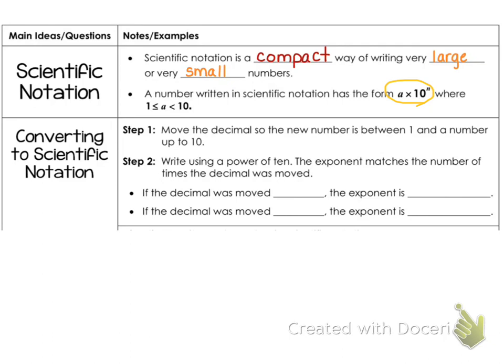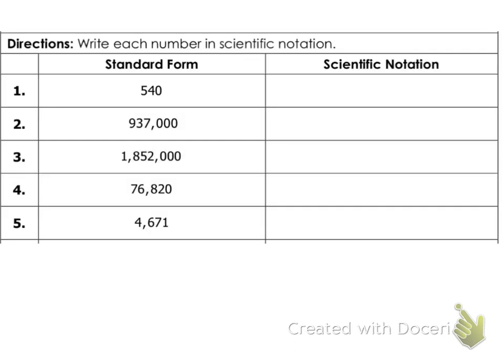Then they go through the steps of how to write a number in scientific notation. We move the decimal so the new number is between 1 and 10, and then we write using a power of 10. If the decimal point is moved left, the exponent is positive, and if the decimal point is moved right, the exponent is negative. But I don't suggest you memorize this. Instead, think about whether the number is big or small or how you've changed it, because when we're converting from standard form back to scientific, it's going to be exactly opposite. So let's do a few examples together.